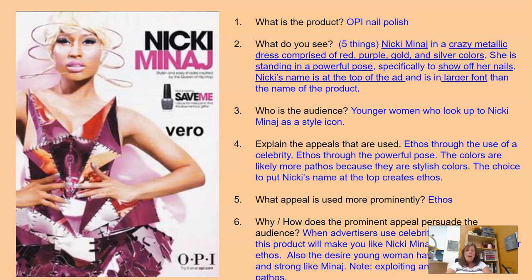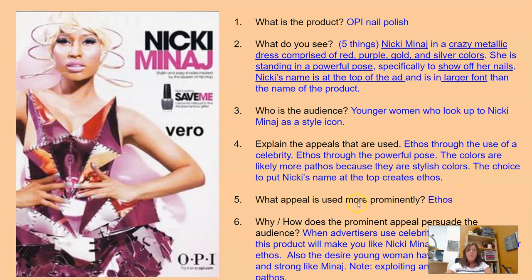So that leads me to ask, who is the audience? Well, because they chose Nicki and because of the colors and that power pose, the audience for this particular advertisement is younger women who tend to think of Nicki Minaj as a style icon. Now, when we move into explaining the appeals that are used, obviously there's ethos. They chose a celebrity. Not only did they use her face and her image, but they used her name more prominently than anything else. They put her in a power pose, which is ethos, because that builds credibility right there. If somebody stands in a classroom like that, then I think, hey, they know their stuff. They also put her name at the top and all that other good stuff.